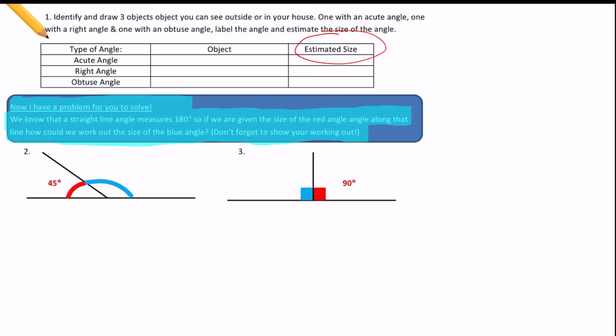But then the second question is to solve these problems where we have one angle in a straight line and we want to work out the other angle. And I have no doubt at all that you will all be absolutely wonderful at that because you were great at our examples, okay? So if you can complete those 2 questions today and upload those back to Seesaw, that would be great.